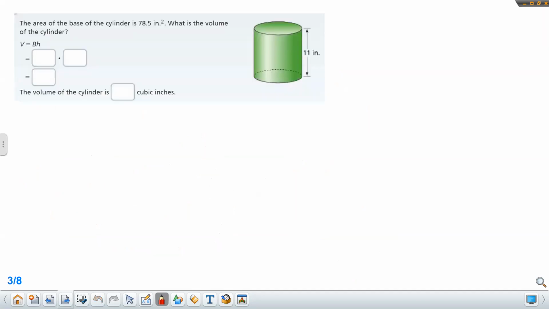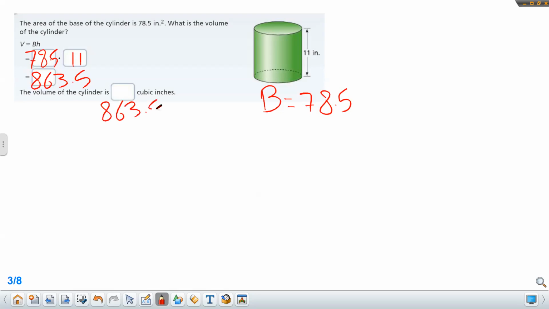The area of the base of the cylinder is 78.5. What's the volume of the cylinder? So first, you have the base area equals 78.5. So what's the volume of this cylinder? Yes, volume equals base area times height, so equals 78.5 times 11, which is 863.5. So the volume equals 863.5.